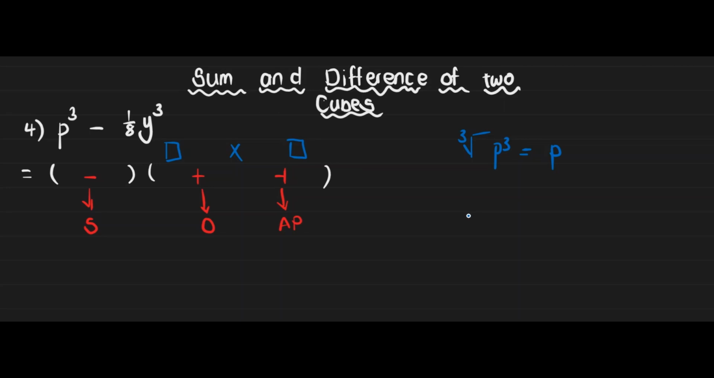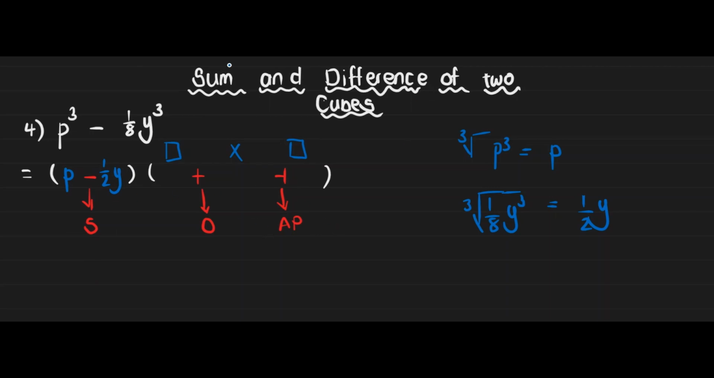Then the last one is the cube root of 1 over 8 y cubed, which is going to be equal to 1 over 2y, right? So this is the first term and this is the second term. So let's substitute that. Here we're going to put the first term, which is p, and here we're going to put the second term, which is 1 over 2y.